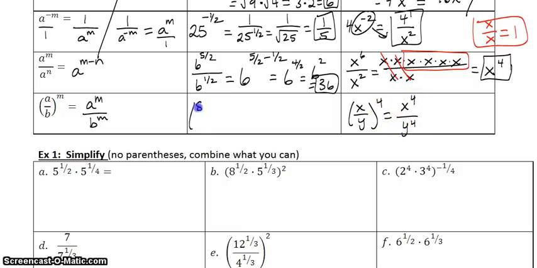In numbers, let's say I had 8 over 27 to the 1/3 power. Distribute my exponent, and then a 1/3 power is the same thing as a cube root, and so my final answer is 2 over 3. Cube root of 8 is 2, cube root of 27 is 3.